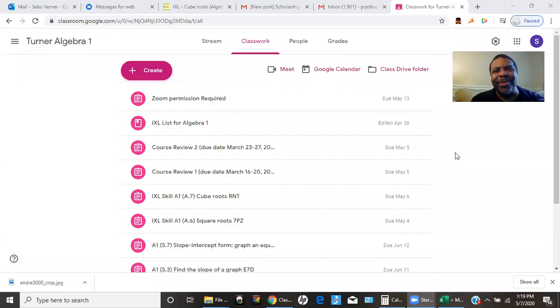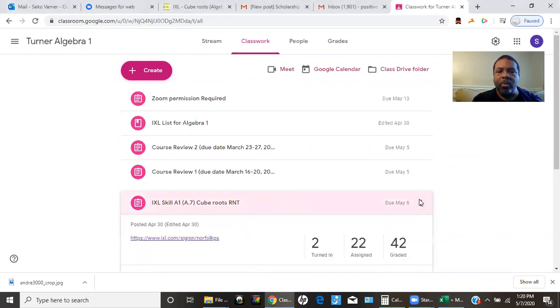Good day, it's Mr. Varner, and we're going to work on some of the IXL assignments that you'll find in Ms. Turner's class and possibly Ms. Brewer's class as well. We're going to be working today on IXL skill A1, which is 8.7 cube roots, okay? So we'll be working on that.